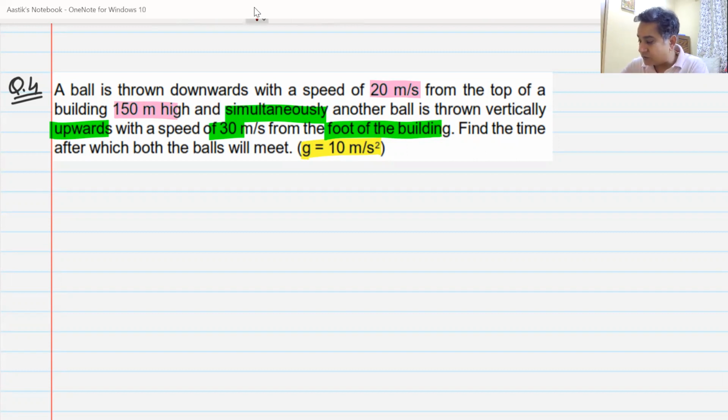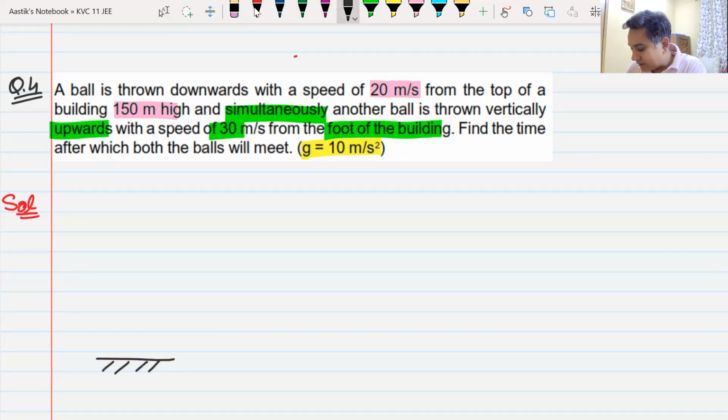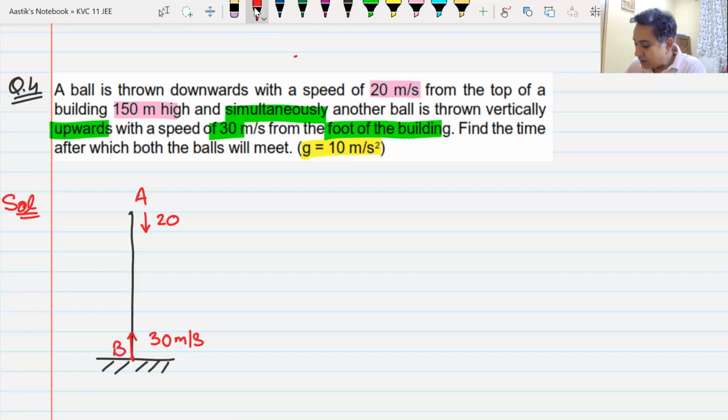And how are we supposed to solve it? I will just quickly draw a diagram and try to make sense. So the diagram was like this. This is ground. This is, let us say, my tower. Here we have ball number A, and here we have ball number B. Ball number A is thrown downwards 20 meters per second. Ball number B is thrown upwards 30 meters per second. And the height of this tower was 150 meters.